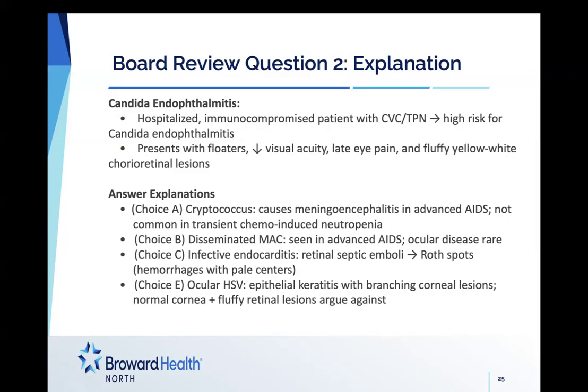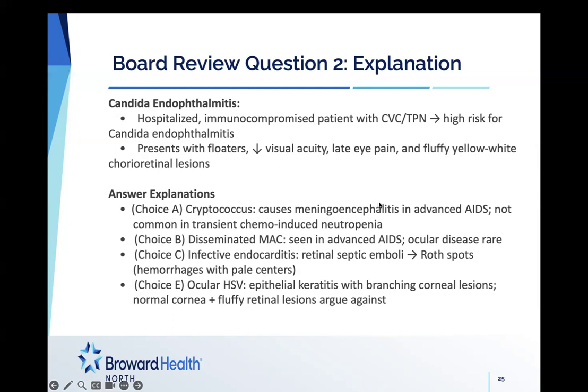And so patients present with floaters, decreased visual acuity, and late eye pain because it has, like I said, an indolent course. It takes its time. It worsens weeks to months later, with fluffy white-yellow chorioretinal lesions.